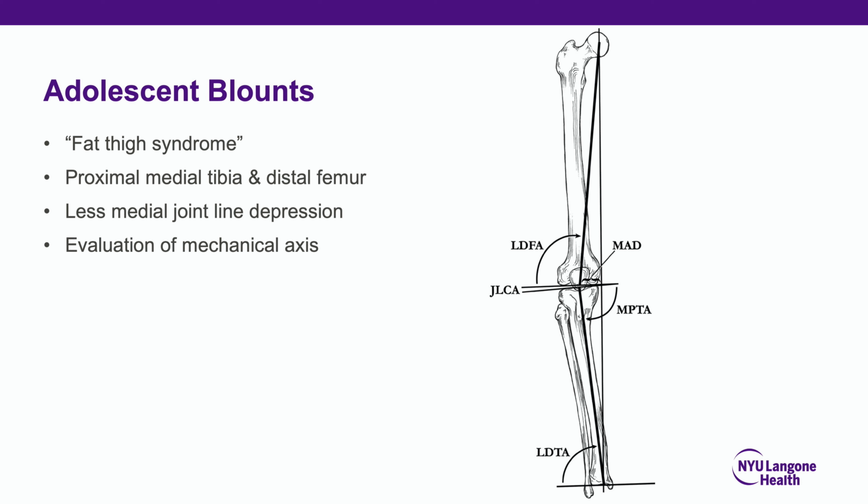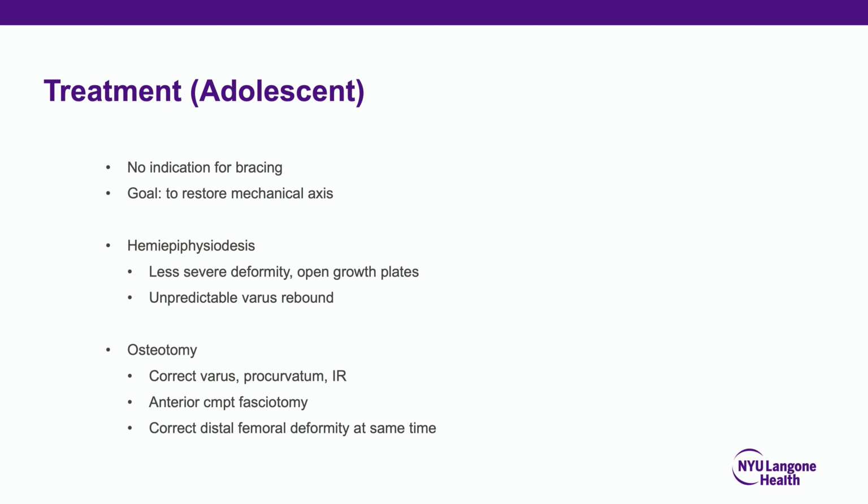Adolescent Blount's is also unfortunately called fat thigh syndrome. Full leg length views to assess the overall deformity and all places of deformity are really paramount for appropriate treatment. They tend to have less medial joint line depression than the infantile Blount's. In fact, if you see a lot of joint line depression, one must think about whether or not the child has had this from the time they were very young. An evaluation of the mechanical axis is really critical. There's no indication for bracing in these patients. Your goal is to restore the mechanical axis.